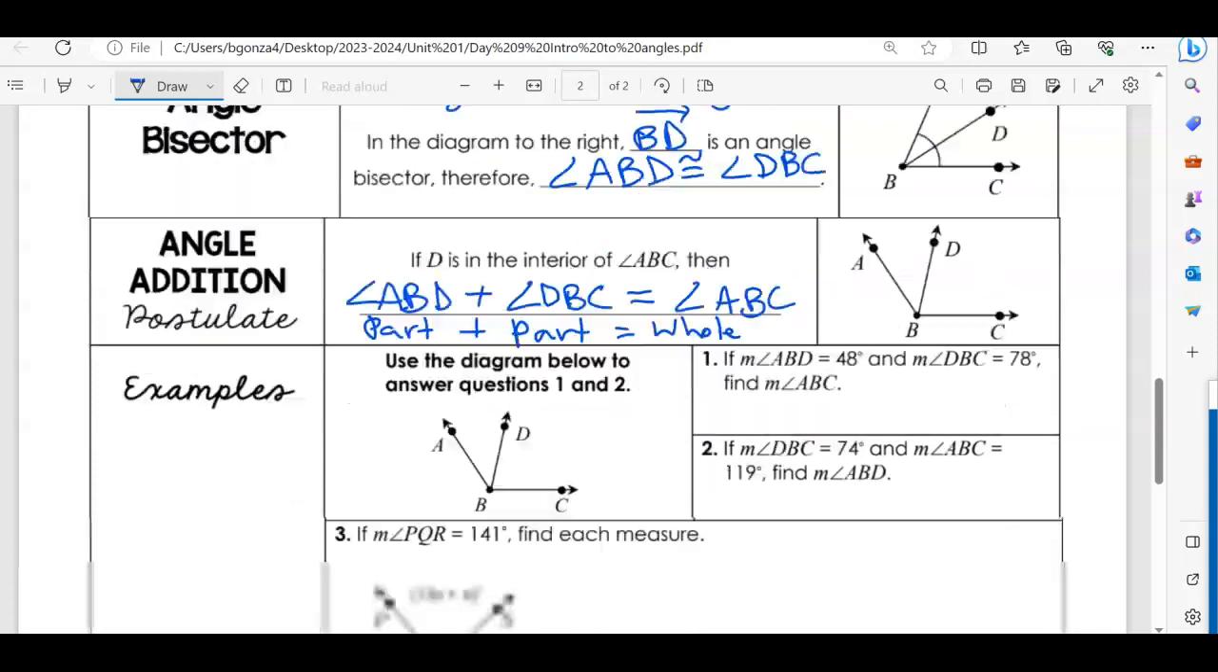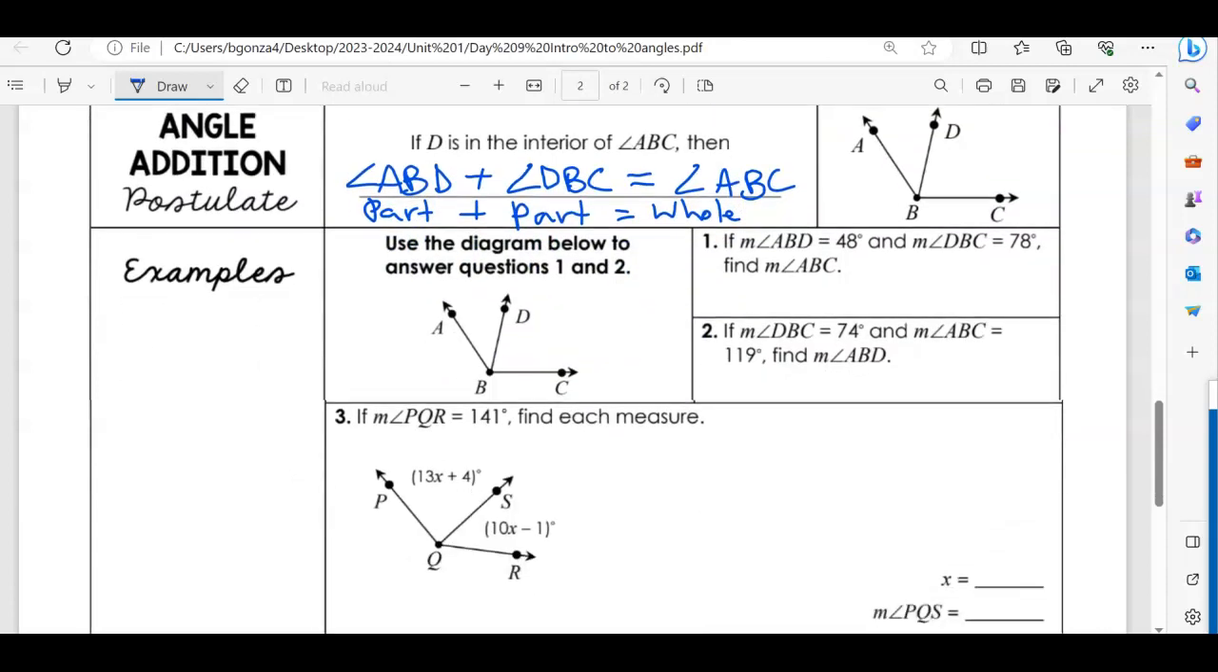Now, this next problem should look familiar because we did something similar with the segments, okay? So let's look at this. It tells us ABD is 48 degrees. ABD, right here, 48. I wouldn't write it down because you have to use the same picture for both of these. So just imagine the left part is 48 degrees. Then it says DBC is 78. Well, the right part is 78.